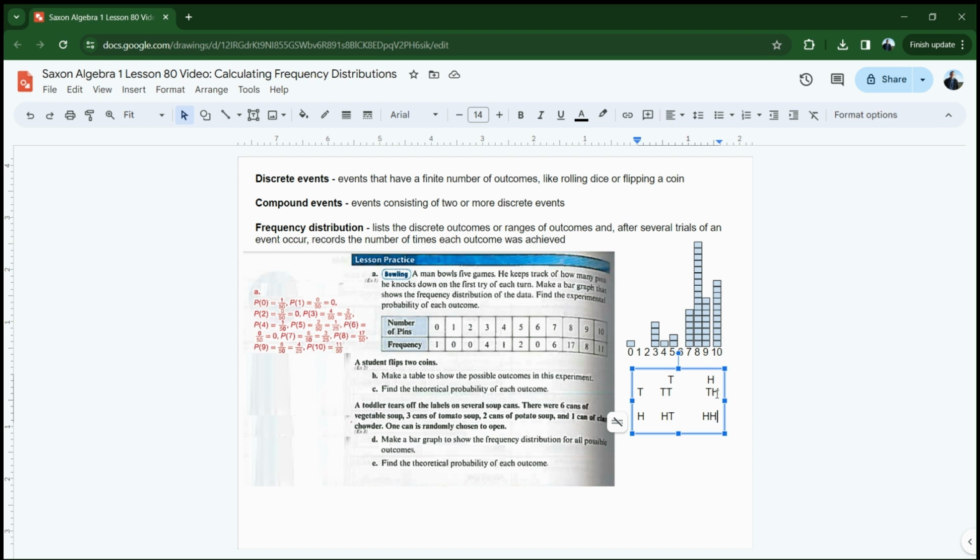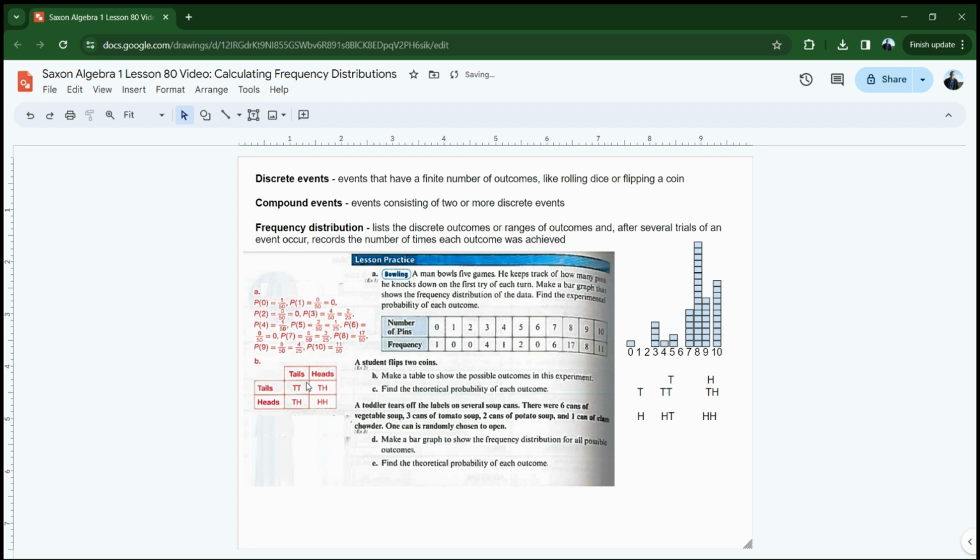Now we need to find the probability of each outcome. There's 4 possible outcomes according to my table. So this one is a 1/4 probability here. This one's a 1/4 probability down here. And this one has 2 different outcomes. So 2/4 or 1/2 that I get 1 head and 1 tail.